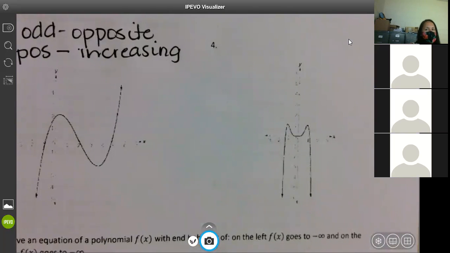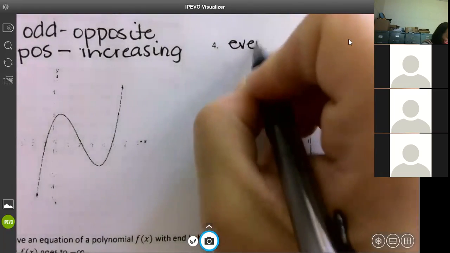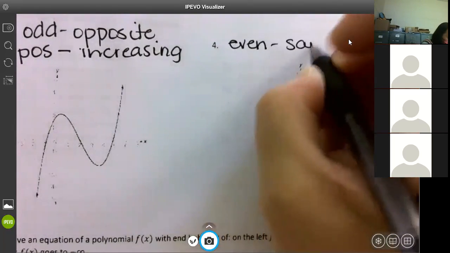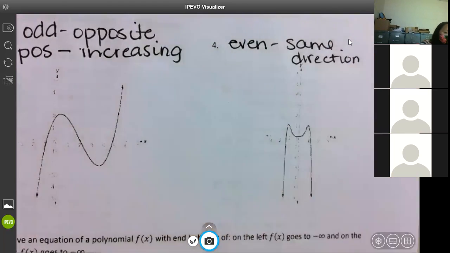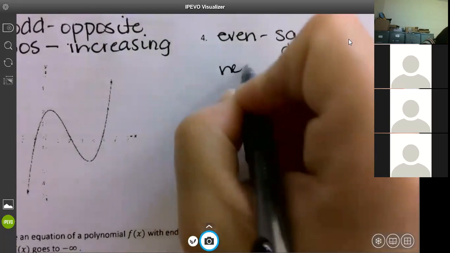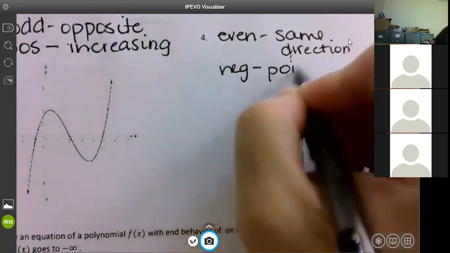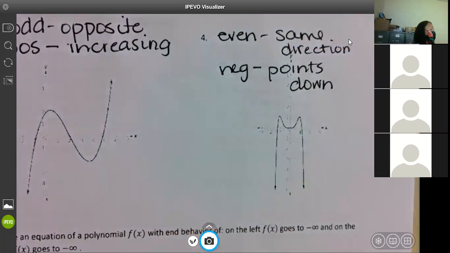The next one, is that odd or even? Even. Why is it even? Same direction. Positive or negative? Negative. Why? It points down. Perfect. That's it.